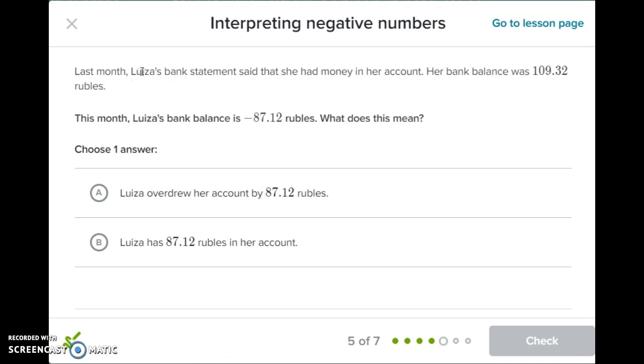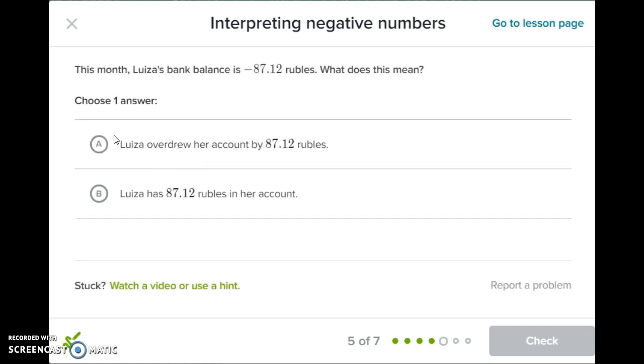Last month, Lucia's bank statement says that she had money in her account. Her bank balance was 132.32 rubles. This month, Lucia's bank balance is negative 3.12 rubles. What does that mean? Choose one answer. Lucia overdrew her account by 87 rubles. Lucia has 87.12 rubles in her account.